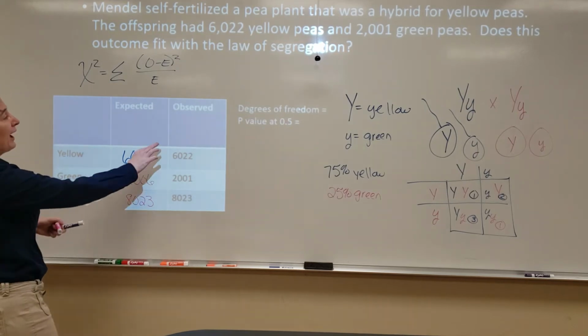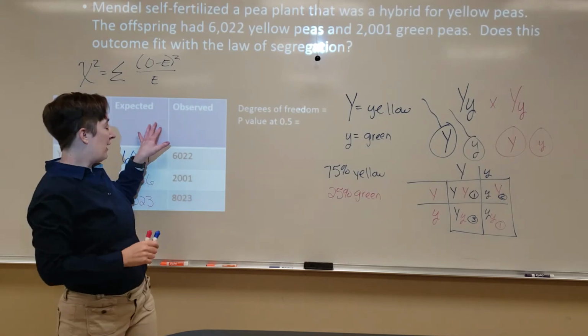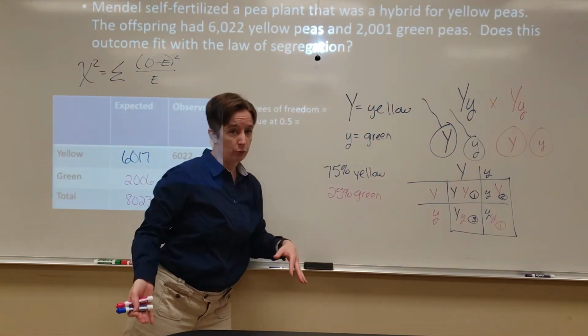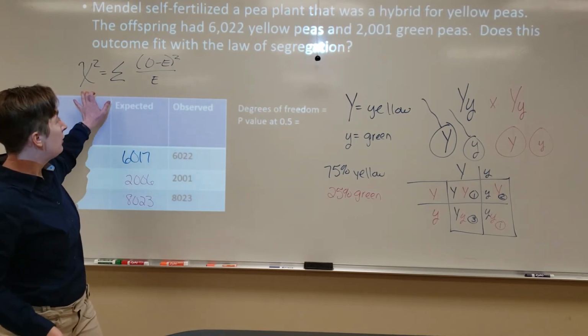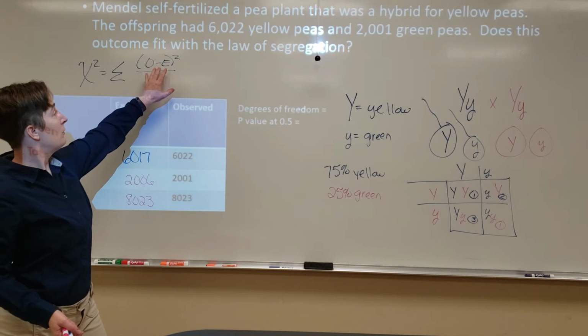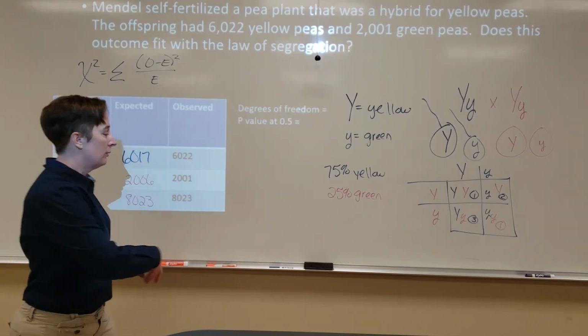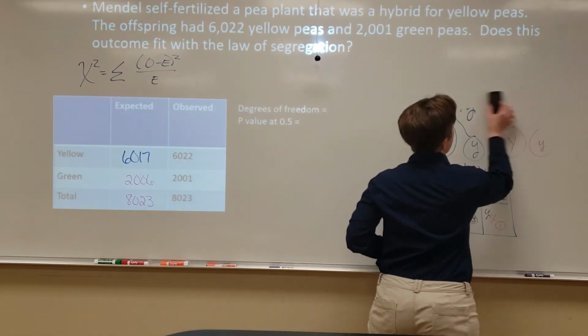So now we have our observed values from the problem. We have our expected values, based on we solved the problem, and this is what we expect to see based on Mendel's rules. So now we have everything that we need in order for us to go ahead and solve for chi-square, because you need observed minus expected, squared, over expected. So let me erase this side and then we'll get started on the chi-square part of this problem.